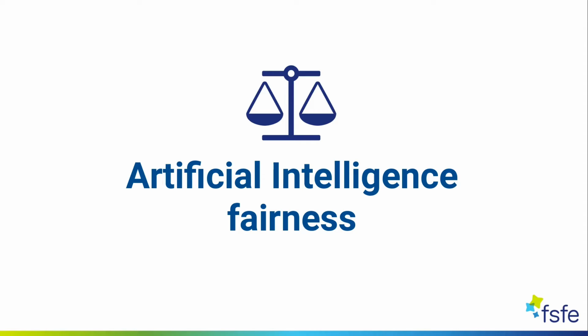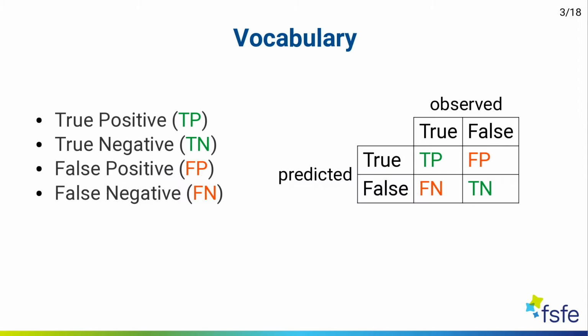So for the first part of my talk about fairness, I'd like to introduce some vocabulary. The true positives and true negatives are where the predictions were correct, meaning that you predicted true and the observed value was true, or you predicted false and the observed value was false. False positives and false negatives are where the predictions were incorrect. So you predicted false and the observed value was true, or the other way around.